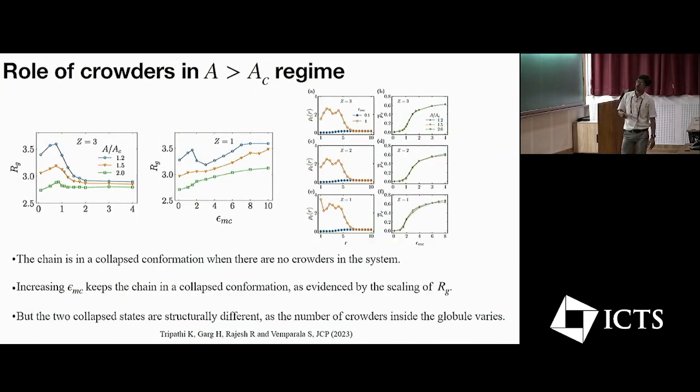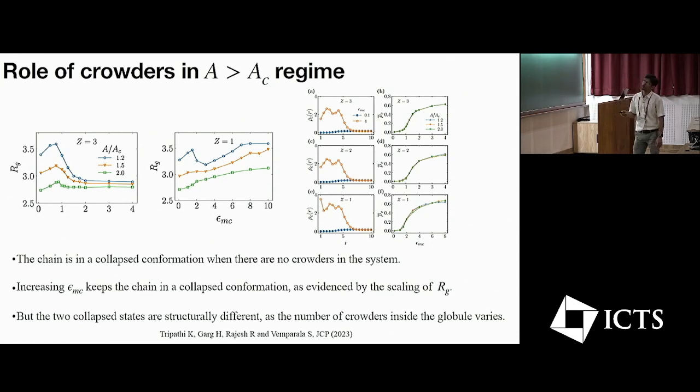Now in the other regime, when A is greater than AC, the chain is already collapsed due to the counter ions, even though the crowders are not present. When we introduce the crowder and increase the attraction, we see a slight increase in the conformation, but not much, and then it again goes to a collapse regime. So it goes from an initial collapse regime to a new collapse regime, but they are two different collapse regimes structure-wise. You can see here the profile of the crowders.